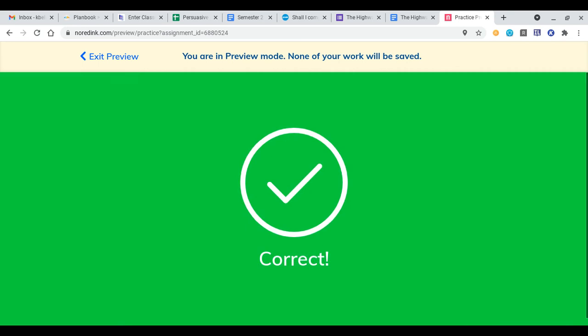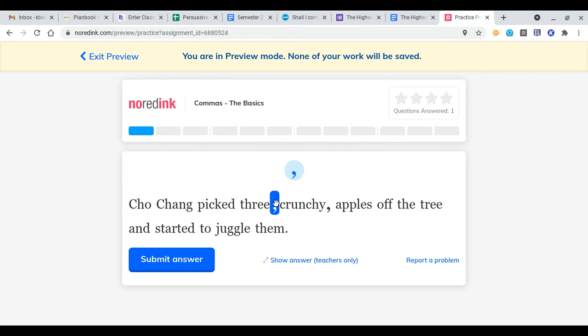Cho Chang picked three crunchy apples. Same scenario. We need to make sure there's no commas here, because by having it this way, it's demonstrating to us that all three of the apples are crunchy by having no commas separating our information.